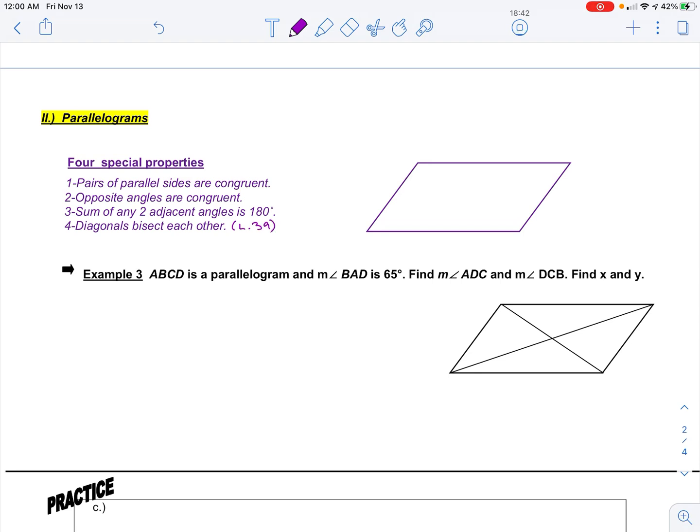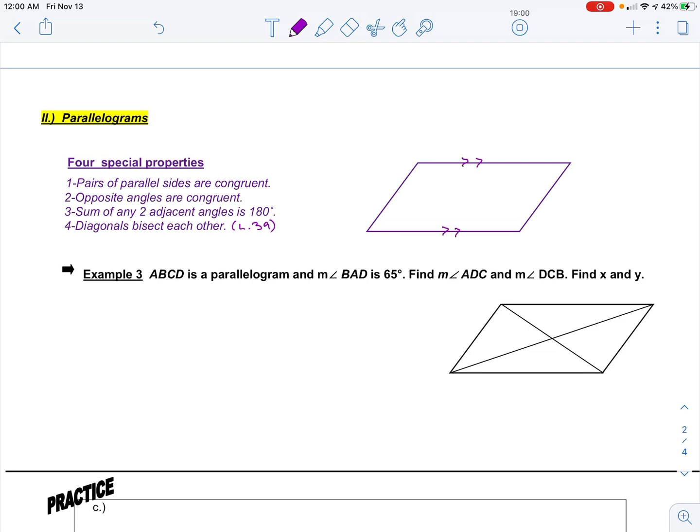So we'll just put a little note there for that. All right, so let's talk about what a parallelogram is. A parallelogram is a quadrilateral, which means it's a 4-sided shape with 2 pairs of parallel sides. So what I'd like you to do is go ahead and mark these up as though they have parallel sides.